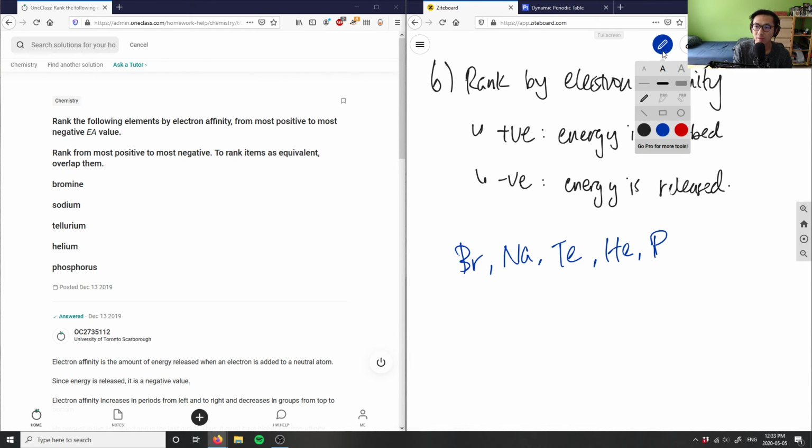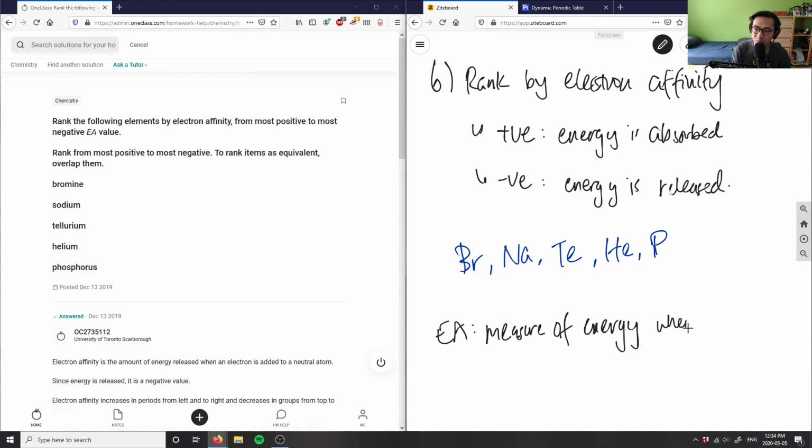So let's look at this topic of electron affinity first. What is electron affinity? So what does EA stand for? Well, electron affinity here, as the solution says, is the amount of energy released when an electron is added to a neutral atom, right? So I'm basically measuring the amount of energy when an electron is being added to the atom here. So I can say here, a measure of energy when an electron is added to an element.